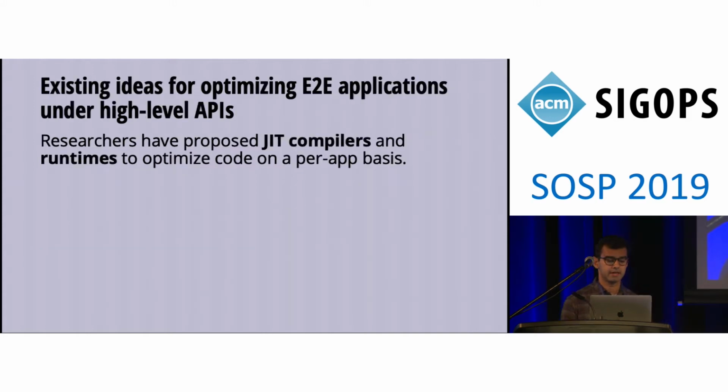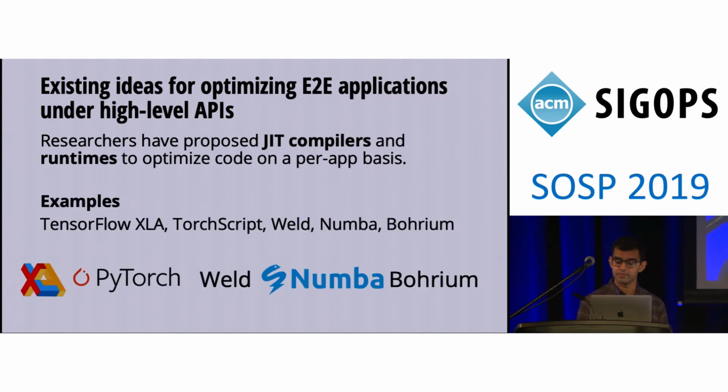So there are some existing ideas for optimizing end-to-end applications underneath these high-level APIs. In particular, researchers have proposed JIT compilers and runtimes that can optimize code on a per-application basis. As a few examples, TensorFlow XLA, TorchScript, Weld, Numba, and Bohrium are all recently proposed systems that allow developers to use high-level APIs such as NumPy and Pandas, but perform things like JIT compilation under the hood on end-to-end applications to improve performance.